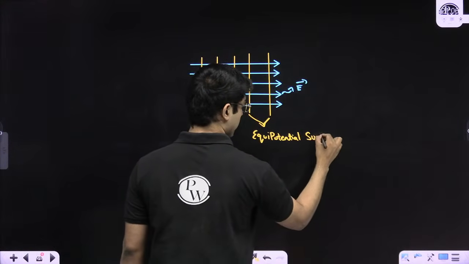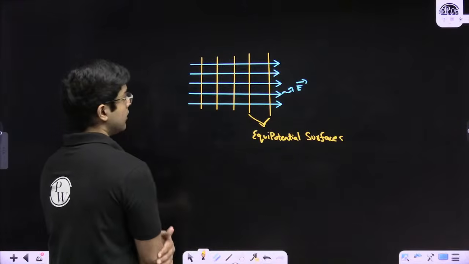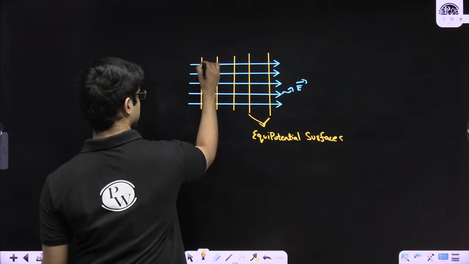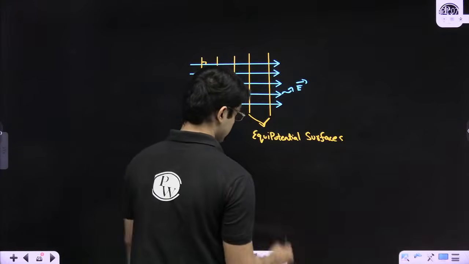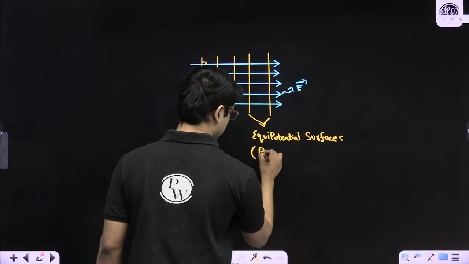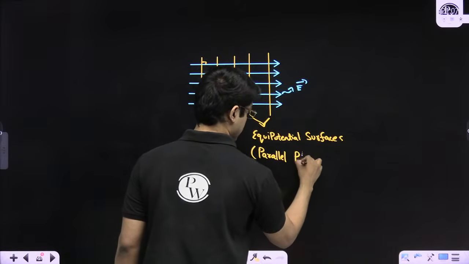Just draw surfaces perpendicular to the electric field. As you can see, this surface is perpendicular to the field. So you get the equipotential surfaces, and they are actually parallel planes.